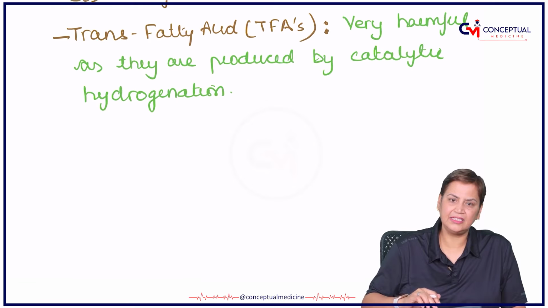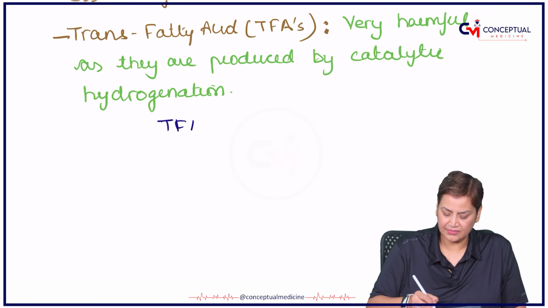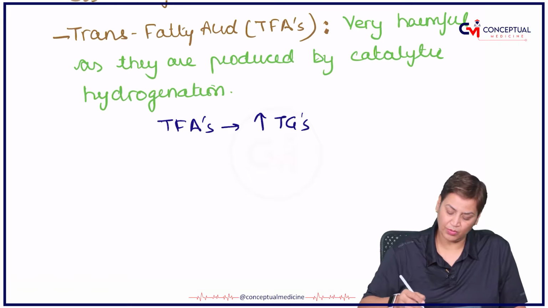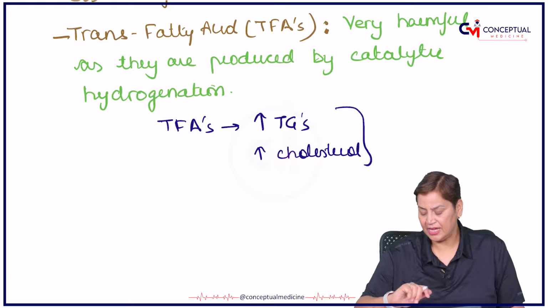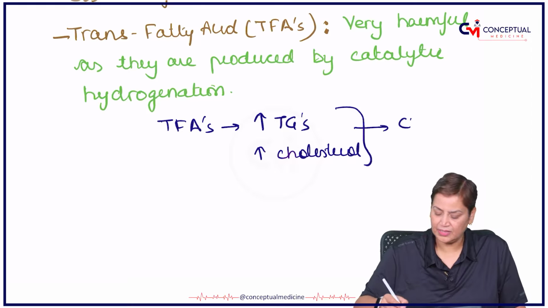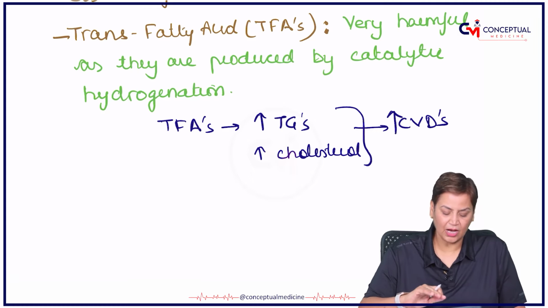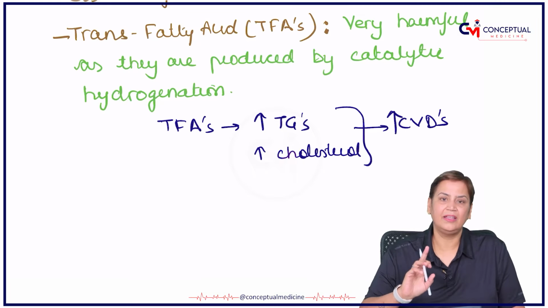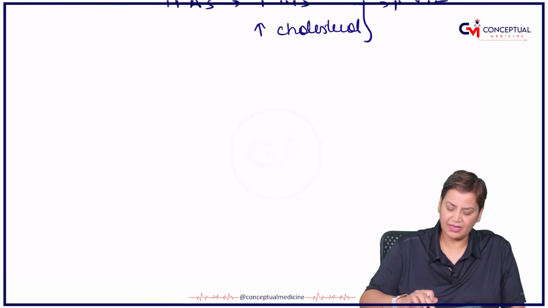And the reason is these TFAs will always increase the level of TGs. Most important, they increase the level of cholesterol. And that is why it is like a threat, giving a threat to lead to CVDs. So this is how we classify the different types of fatty acids, and this is very important.